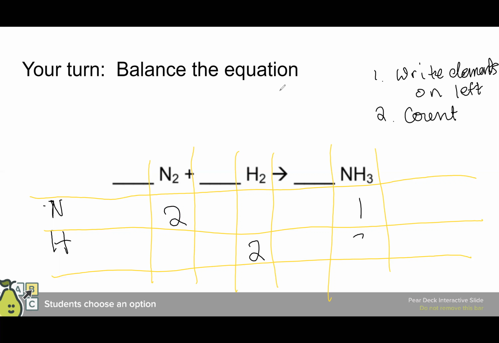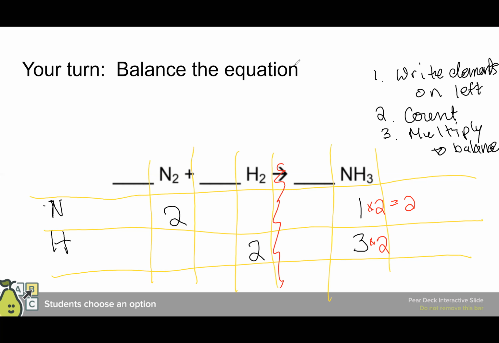Okay, so the first row, I have 2 nitrogens on the left side of the arrow. Here's the arrow. But I only have 1 nitrogen on the right side. So I'm going to multiply this. 1 times 2 equals 2. So now I have 2 and 2 for the nitrogens. But if I multiply one thing, I have to multiply everything in that column, up and down, by the same number. So I had to multiply the next number by 2 also. So 3 times 2 equals 6. Okay? So now 2 nitrogens and 2 nitrogens. I'm all good. What about my hydrogen column? Well, on the left side of the arrow, I have 2 hydrogens, but on the right, I now have 6.